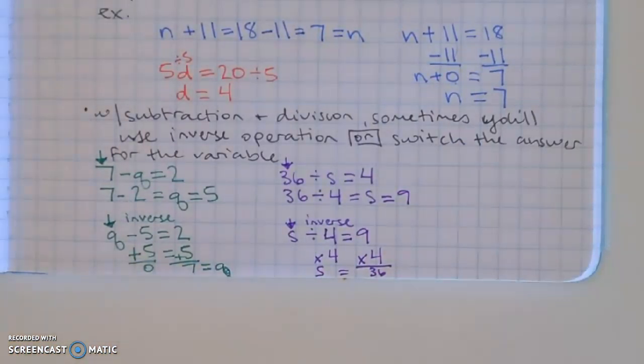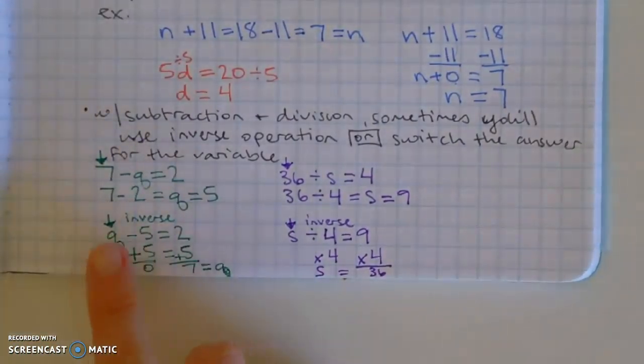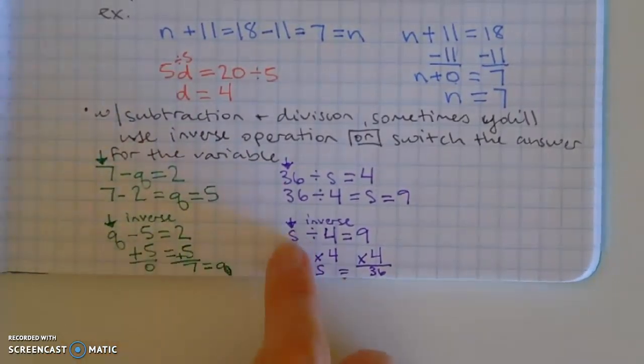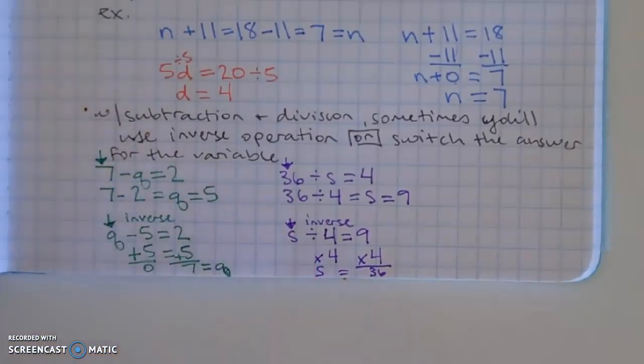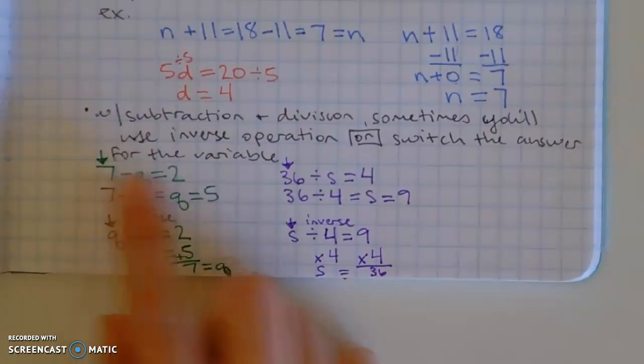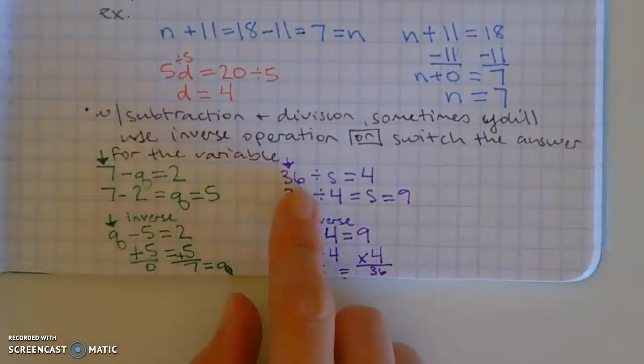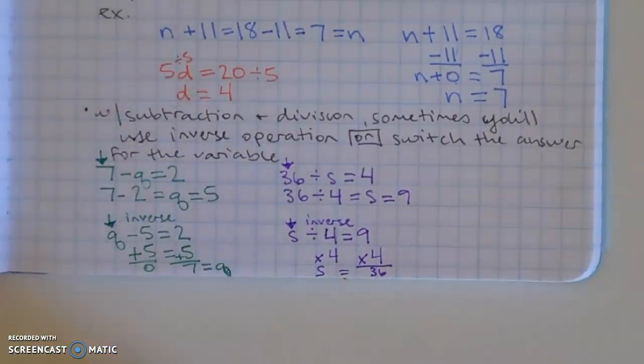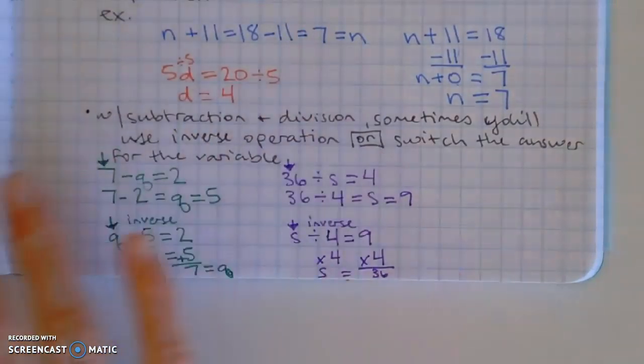Okay? So for the division and subtraction, you need to look at where your variable is. If it's in that first position, you're going to have to use the inverse operation to solve it. If you have a number in the first position in that problem, you're going to just swap the variable for the answer, okay? All right, so let me write out some practice problems for you over here.